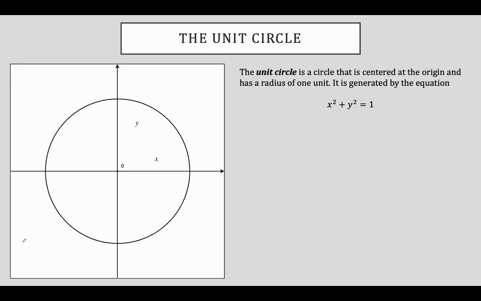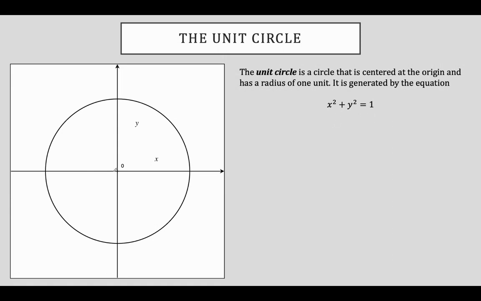So, what is the unit circle? The unit circle is a circle that is centered at the origin and has a radius of 1 unit. It is generated by the equation x squared plus y squared is equal to 1. You might remember our standard form for an equation of a circle from the beginning of the year back in chapter 1. It was (x minus h) squared plus (y minus k) squared equals r squared, where h and k were the center of the circle.